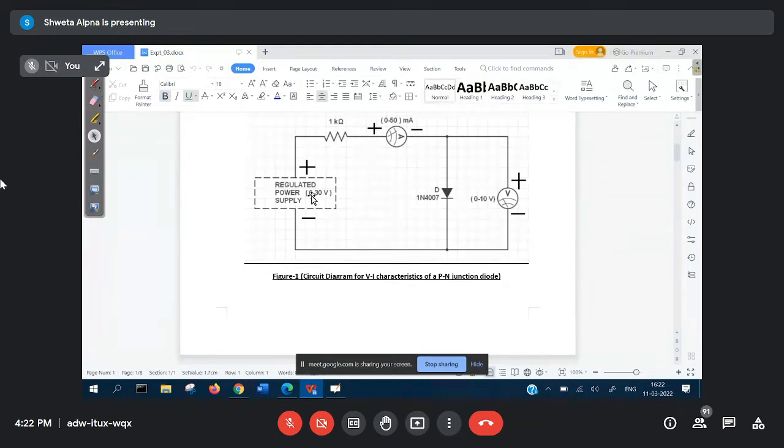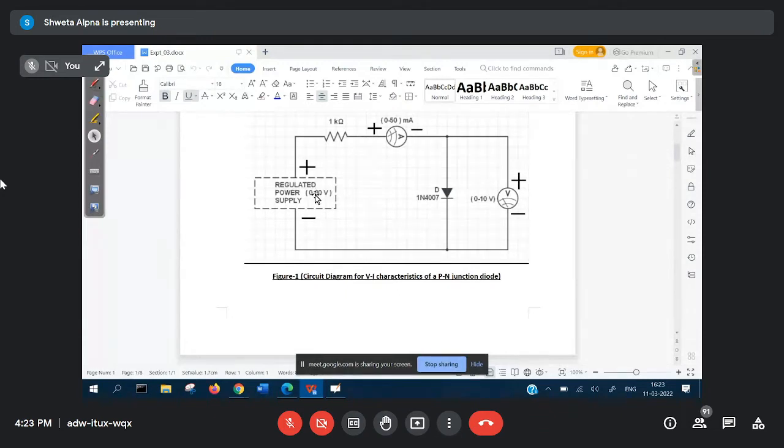Then it is supposed 0.1, 0.2, 0.3. We'll be increasing the power supply gradually and measuring the current. So we find that there is no increase in the current happening. Nothing, no current is flowing. It is almost showing 0 milliampere, 0 milliampere, 0, until we increase the regulator.